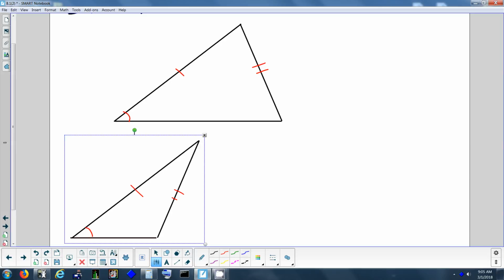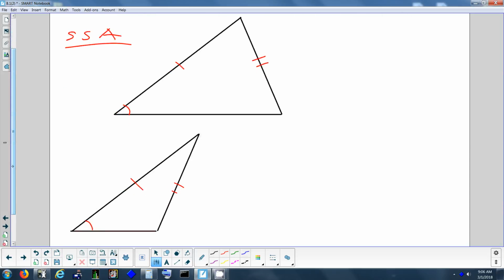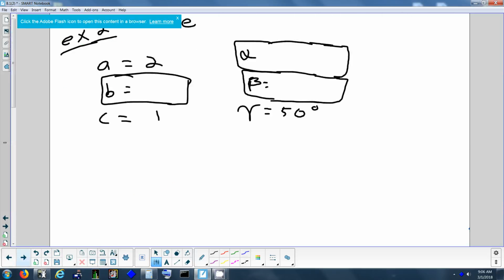If I gave you a side length and a side length, it's one we haven't done yet, but you would all draw the same triangle. Okay. This is the only case that this can happen. Side-side-angle. Any questions on that? All right, so let's look at another one.